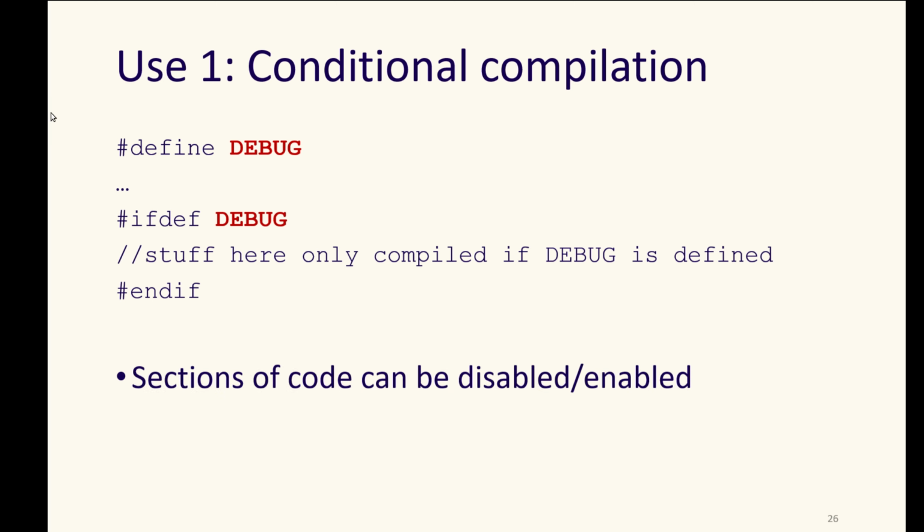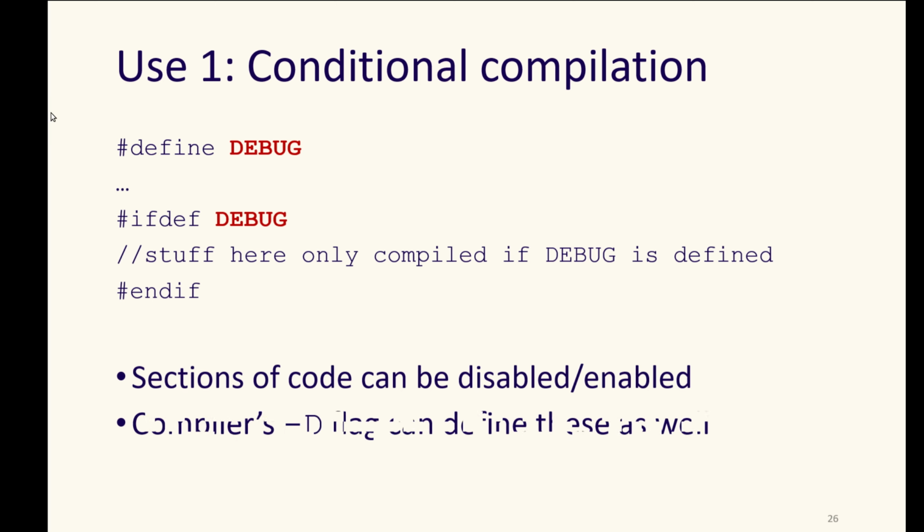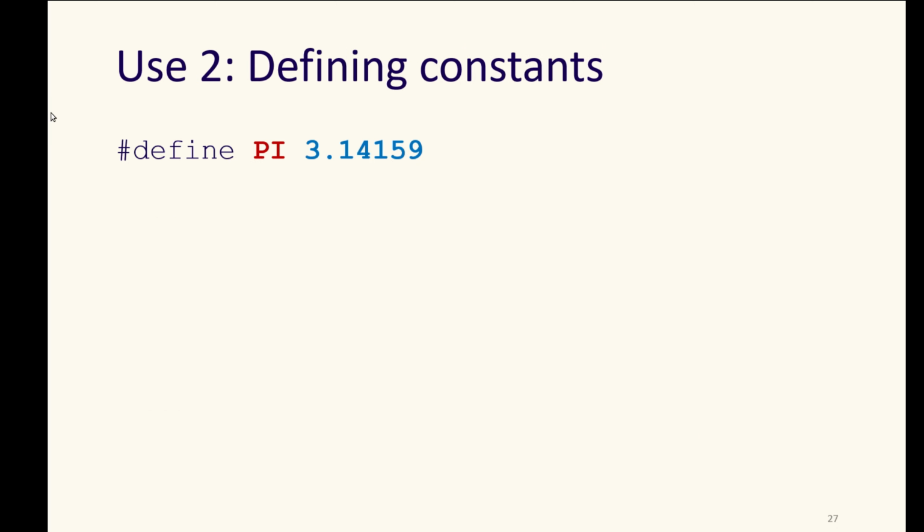This allows us to have sections of code that get disabled or enabled based on these different things that we've set up in our macros there. The -d flag can be used in the compiler to define things like these as well. Another use would be defining simple constants.